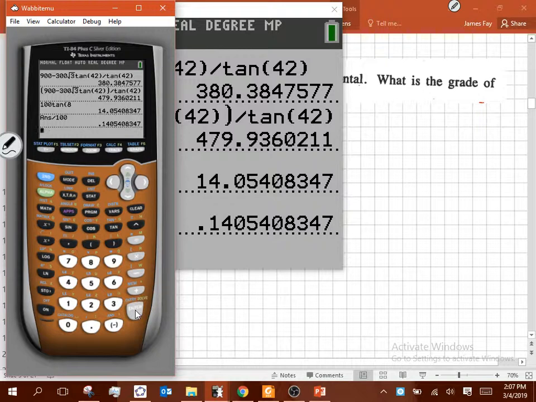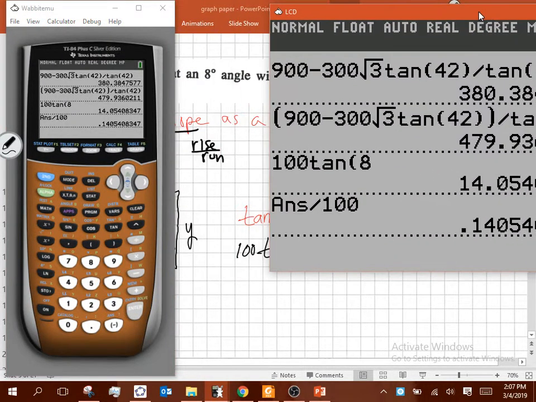Okay, so that's my rise over run. That's my slope of my road, right? Turn it to a percentage, 14%, isn't it? Okay. Now, what I want you to see is the idea that you say, oh, well, you chose 100, Mr. Fay, so how do I know to choose 100?